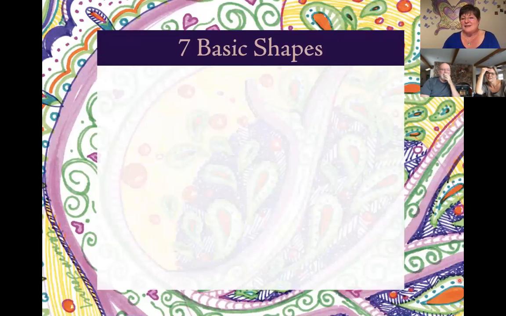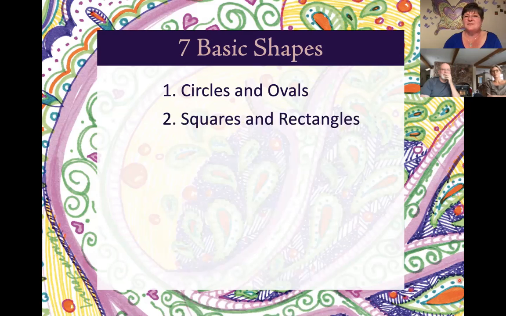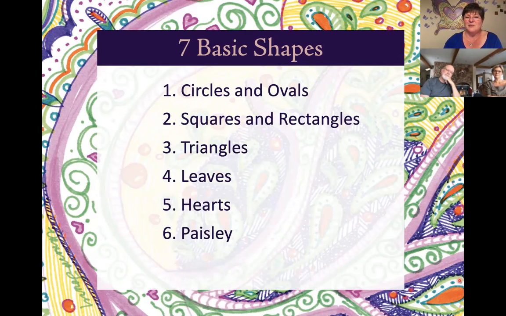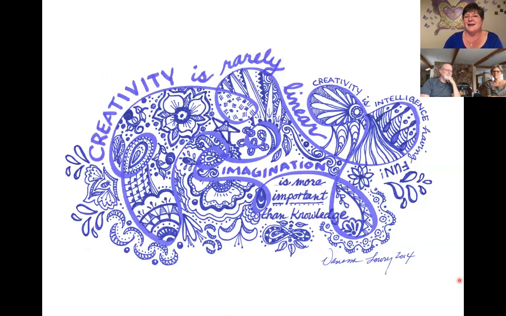So we're right at the end. Just a reminder of the 7 basic shapes: the circles and the ovals, squares and rectangles, triangles, leaves, hearts, paisley, and stars. All shapes that are really easy to draw. And then it's working with the scribbles. So this was one that started with a scribble. And I love the reminder that creativity is rarely linear. The idea that you can just start somewhere and see where it takes you, see where your imagination can take you as you add things onto it and expand from there.